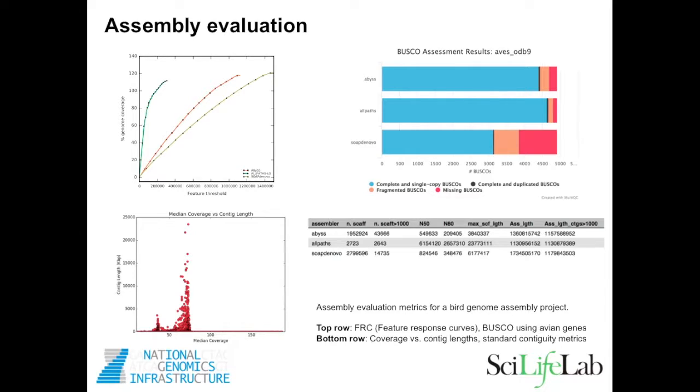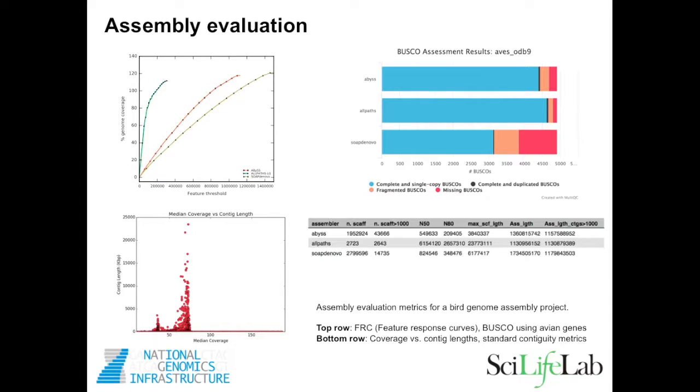And secondly, we also run BUSCO. Shown here is using an avian dataset consisting of around 5,000 genes. So it's a set of genes that it's evaluated against. It's single copy orthologs. So it counts how many genes you find, how many duplicates, and so on.